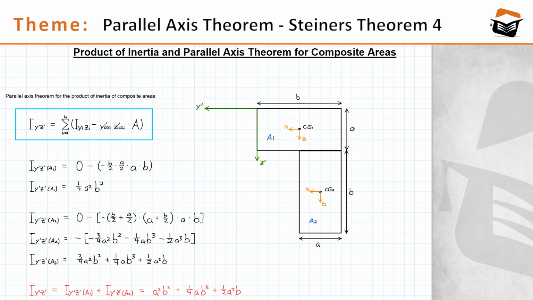In conclusion, whether you calculate the product of inertia using the parallel axis theorem for simple areas or composite areas, it is always important to verify that the algebraic sign of y prime or z prime is correct, and you can do so by checking whether the distance extends in the positive or in the negative region of the respective axis. We hope that you liked this video and that it was helpful for your course.